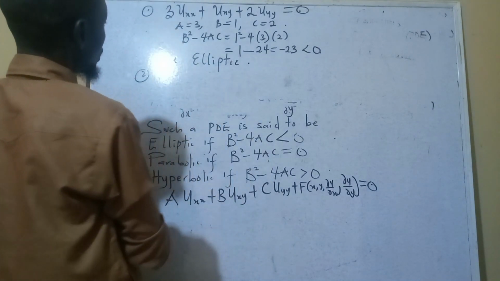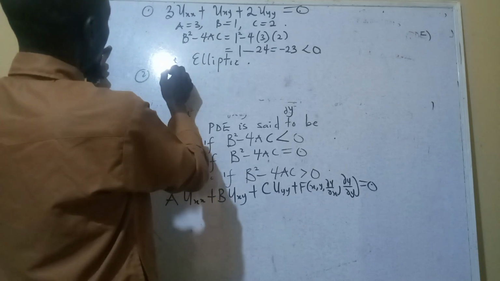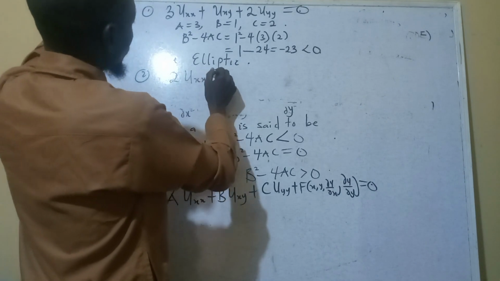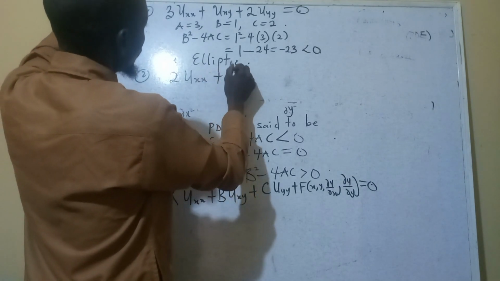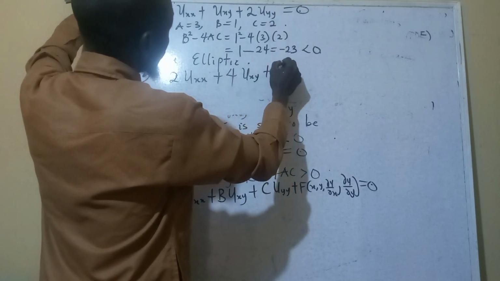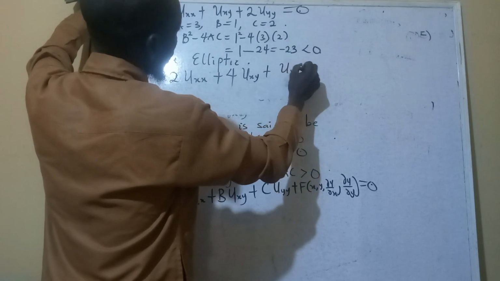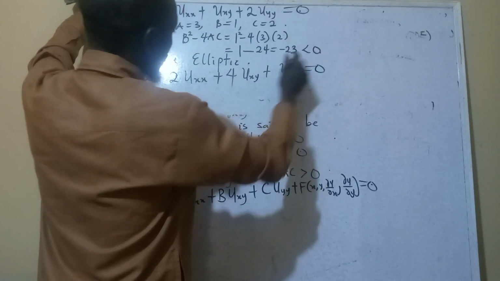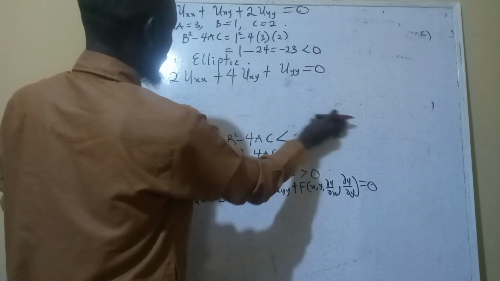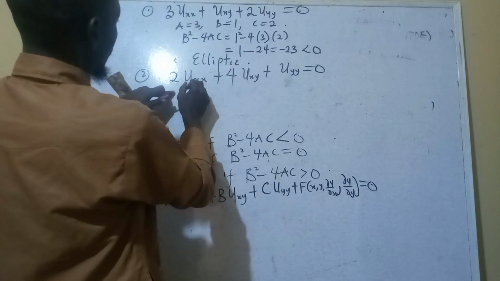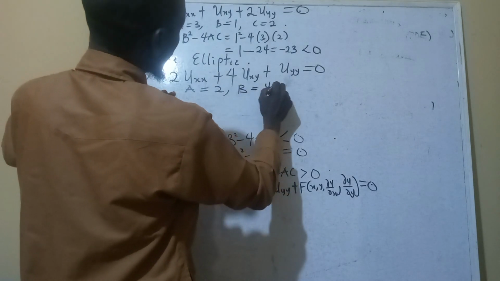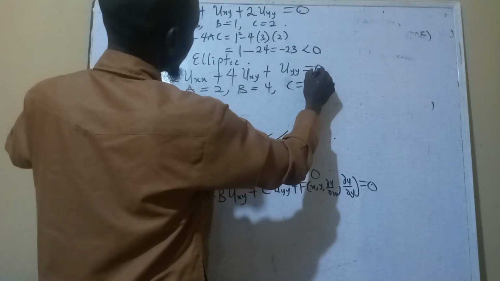Question number 2. Let me say we also have another one. I have 2 u_xx plus 4 u_xy plus u_yy equal to 0. So let me also check for this one. I want to classify this one as well. So my a is 2, my b is 4, and my c is equal to 1.